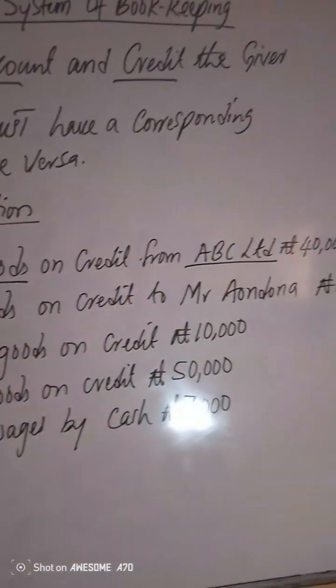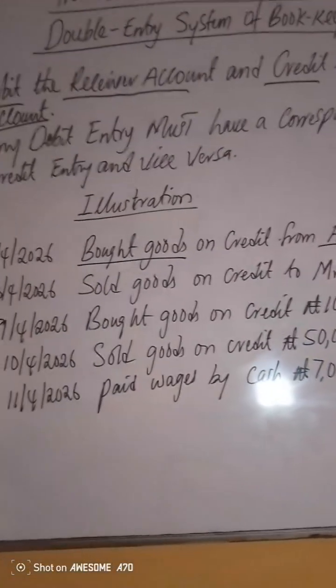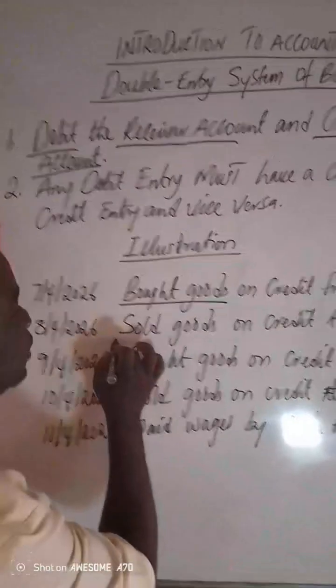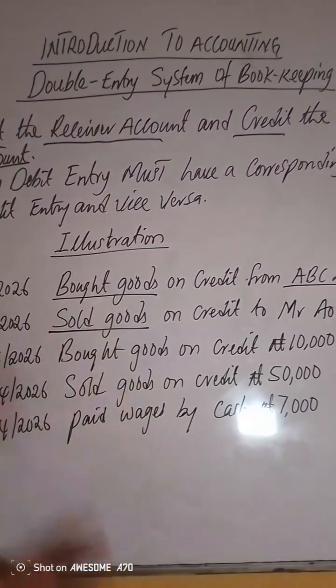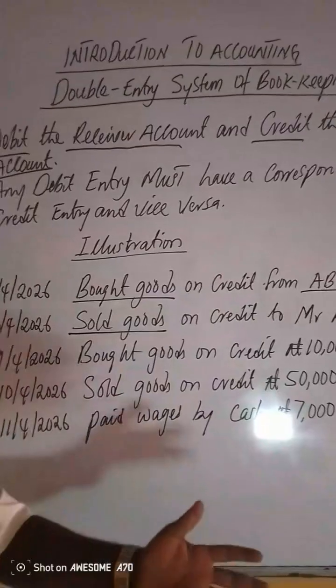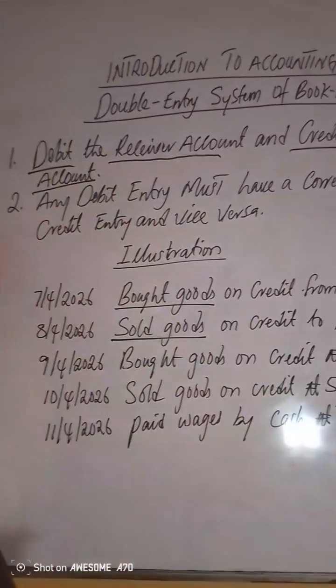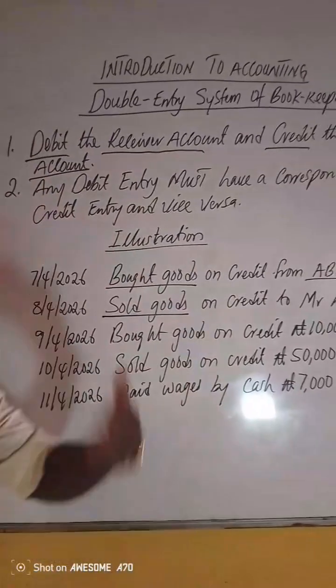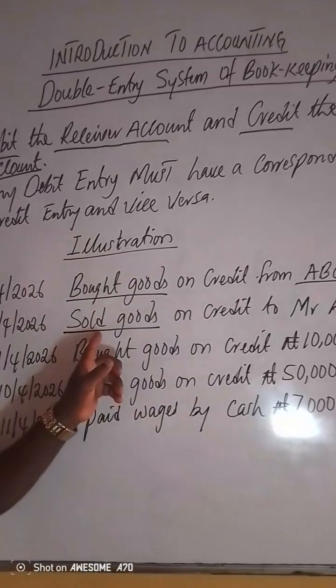Let's look at the second illustration, which says sold goods on credit to Mr. Ordinary by 20,000. Here we try to identify the giver account and the receiver account. Sold goods, which we refer to in accounting as sales, is what we are giving out. The goods being sold are referred to as sales. So sales becomes the giver account.